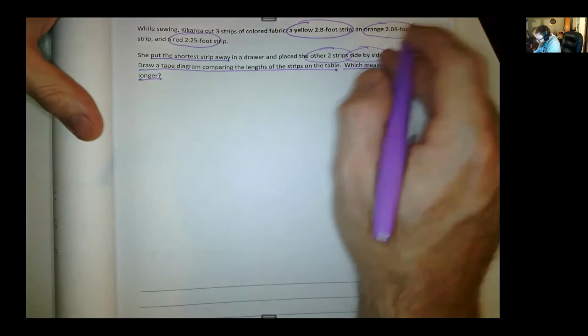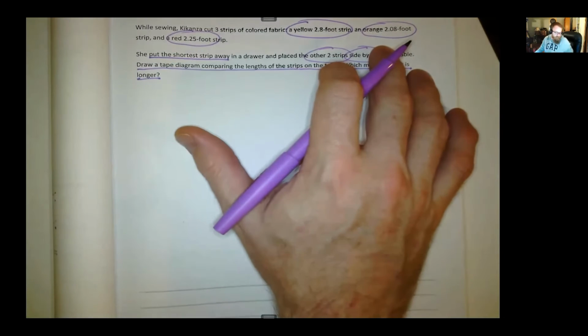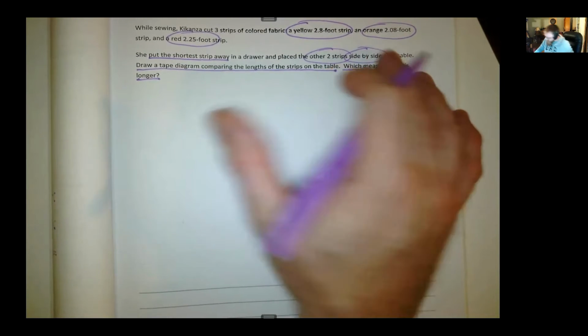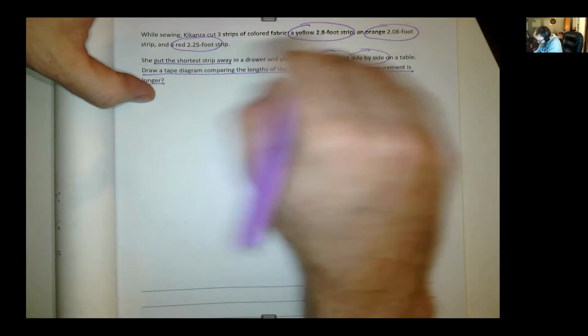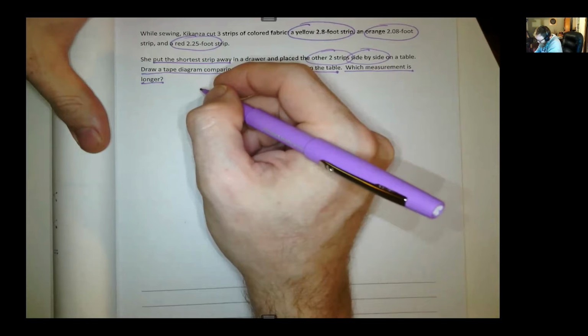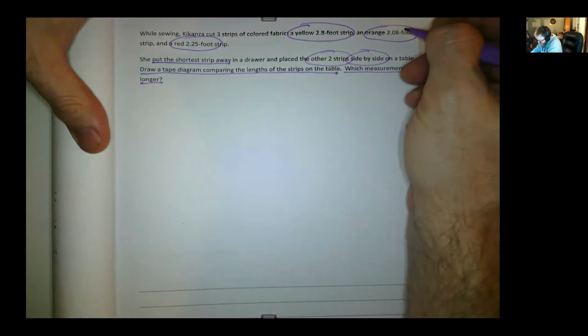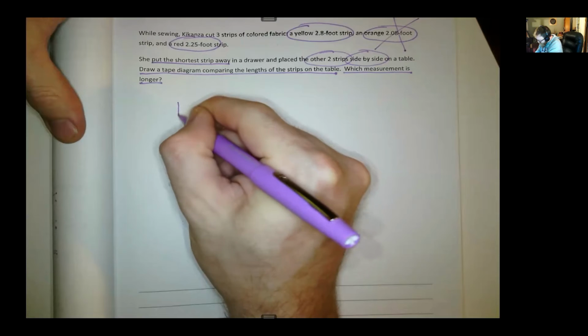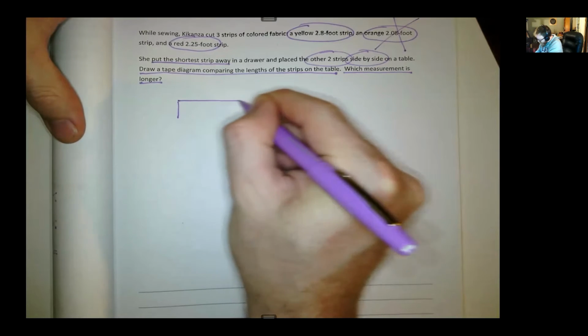So looking in the tenths place, right, what I see is that the orange strip is going to be the smallest, right? There are 0/10 in the orange strip. Yellow and red both have some amount of tenths in that place. So 2 8/100 is the smallest. We can eliminate the orange strip completely because it's the smallest. So we're comparing the other 2 strips side by side. We need to draw a tape diagram. Plenty of room. Make it nice and big.